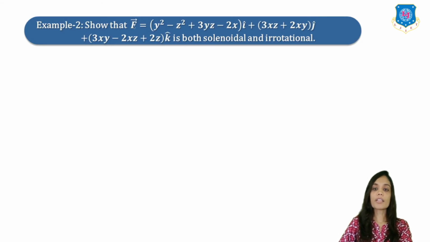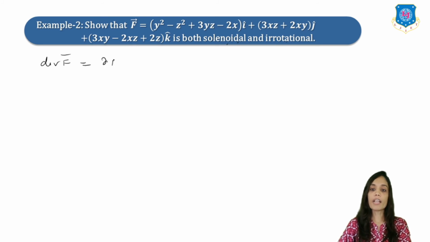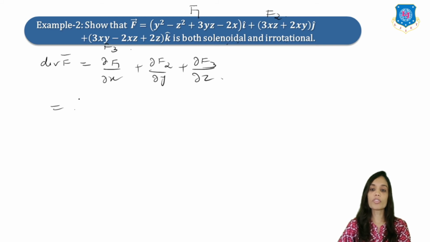We have to show that this vector field is both solenoidal and irrotational. So firstly we will show that the vector field is solenoidal. So we will prove that the divergence of f bar is equal to 0. Let us write the formula of divergence of f bar. It will be del f1 upon del x plus del f2 upon del y plus del f3 upon del z. Now this is your f1, this is your f2 and this is your f3. Just put the values of the derivative.